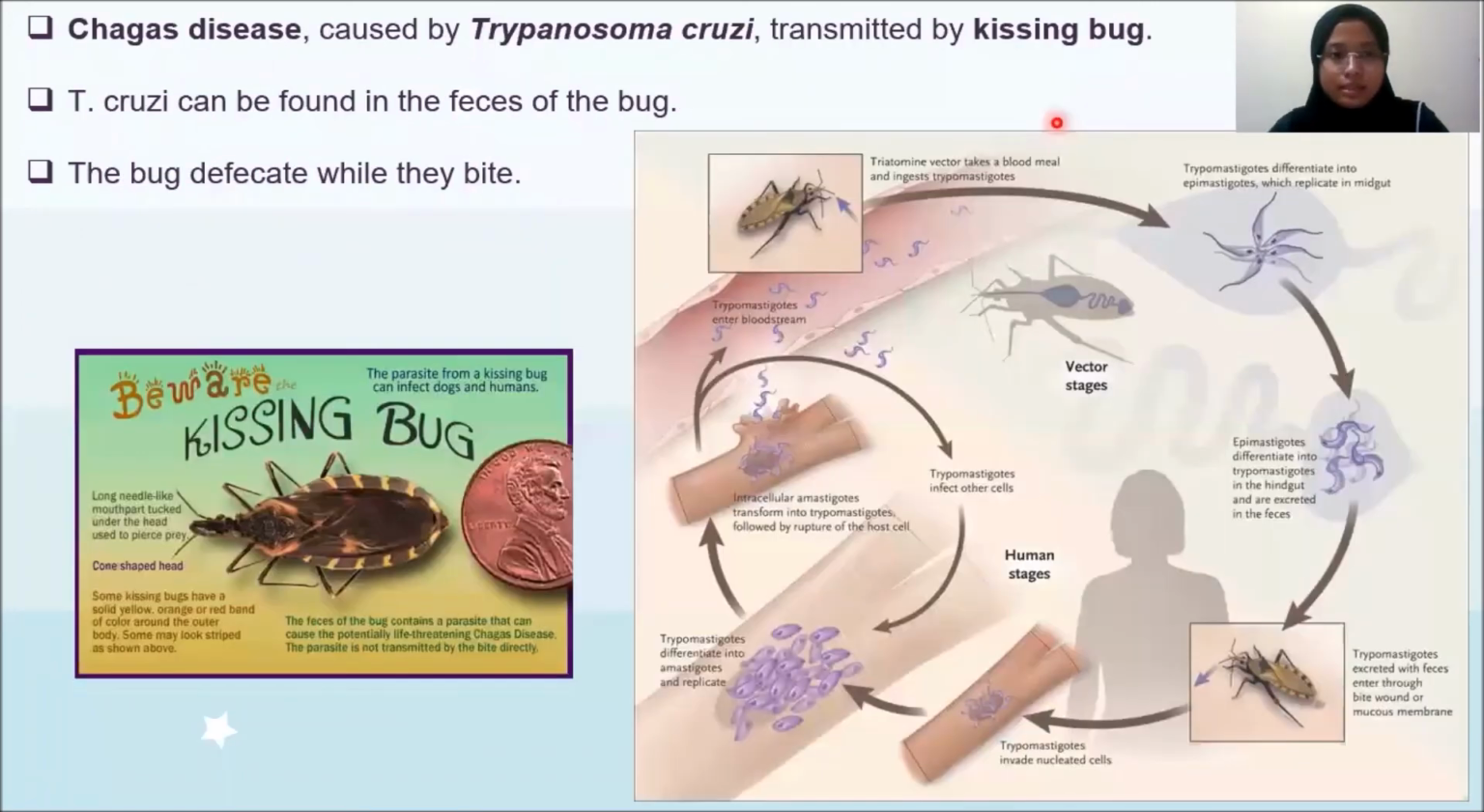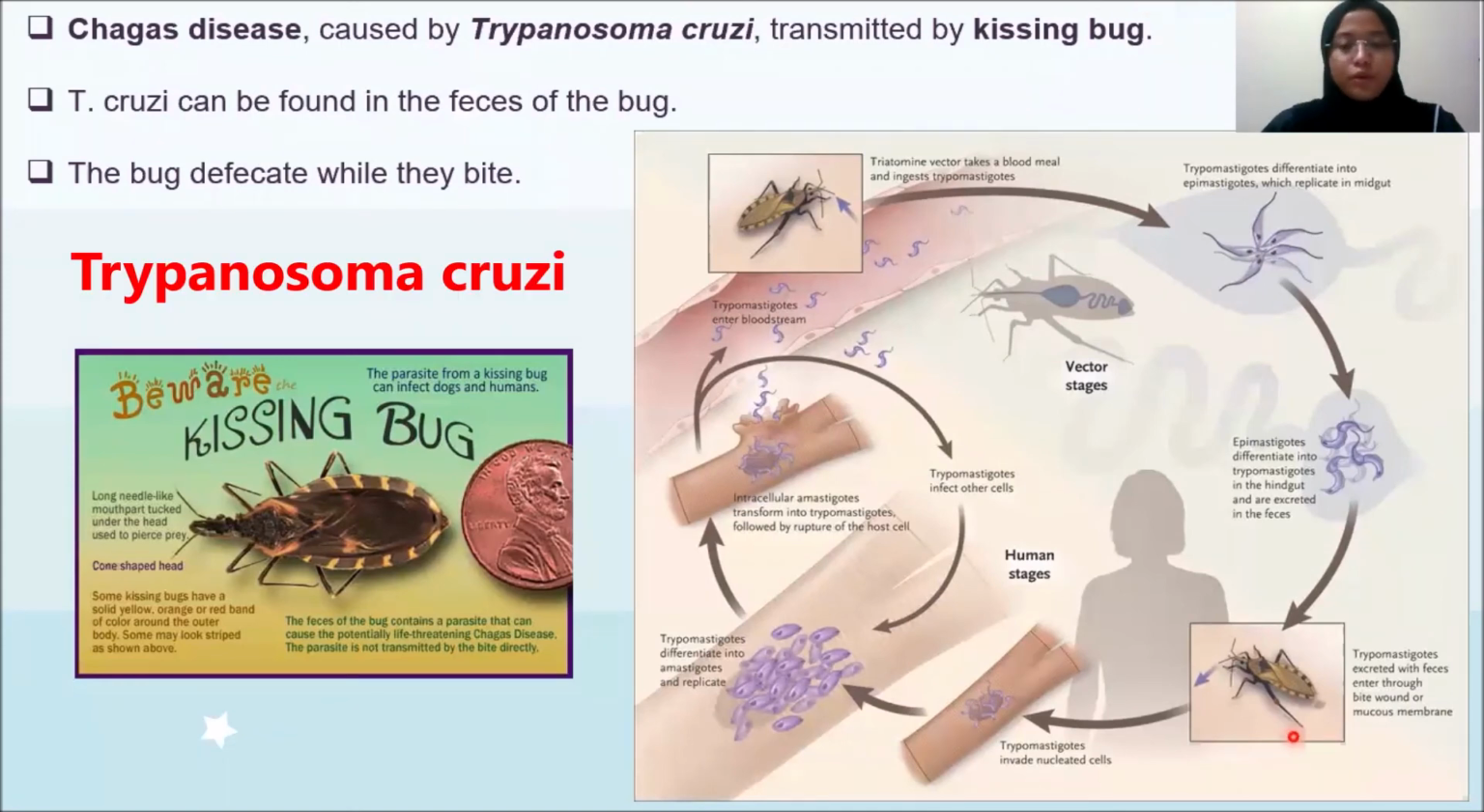Next is Chagas disease. Chagas disease is caused by Trypanosoma cruzi, transmitted by the kissing bug. Trypanosoma cruzi can be found in the feces of the bug. Different from African sleeping sickness, Chagas disease is not transmitted by the bite directly. The bug defecates while it bites. The feces of the bug that contain the parasite will enter through the bite wound and enter the human bloodstream.